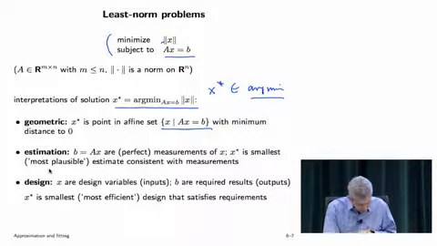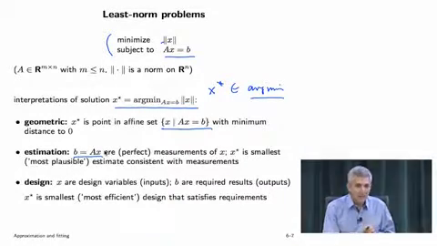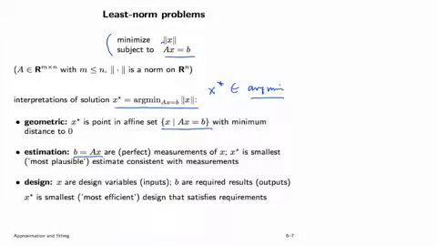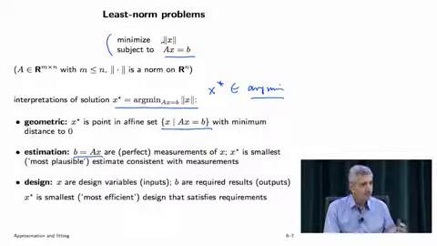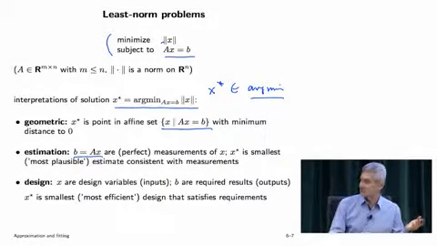Estimation is this. In the estimation interpretation, we interpret b equals Ax to mean that we have m perfect linear measurements. There's no noise, nothing. They're perfect. But we have n parameters to estimate, and we have more parameters than measurements. So I have 150 parameters to estimate and 50 or 100 measurements, something like that. That leaves me basically 50 unknown dimensions.